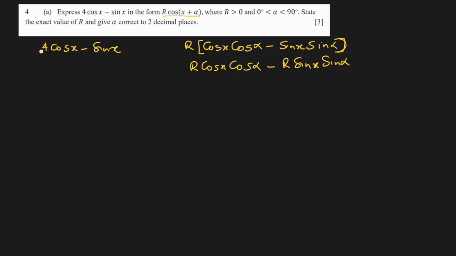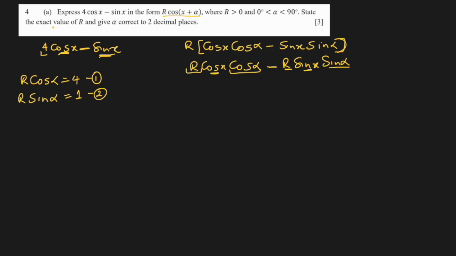Now look at this. This 4 can be written as r cos alpha, because cos x is here and cos x is here. That means I can write r cos alpha is 4. That's my equation number 1 by comparison. Second, sin x is here, sin x is there, minus is here, minus is there. So r sin alpha will be the remaining part. There is nothing remaining here, which is 1. So this becomes equation number 2.